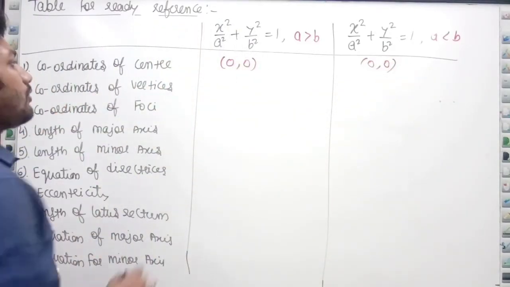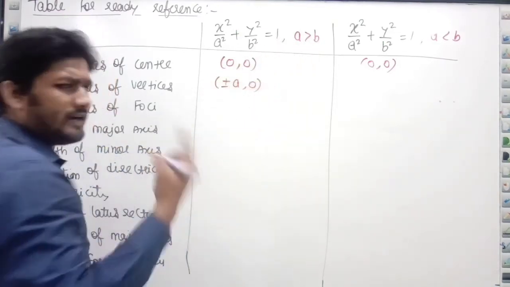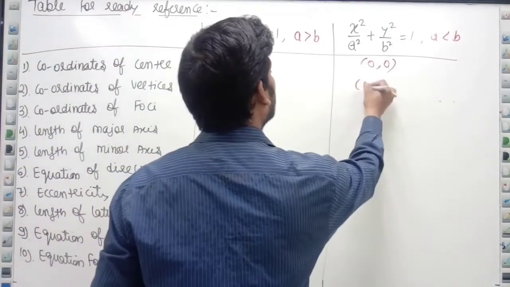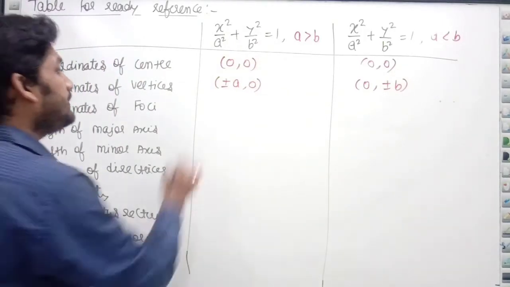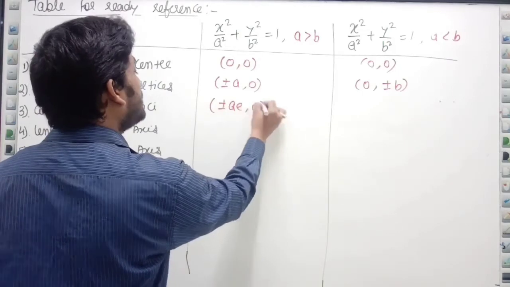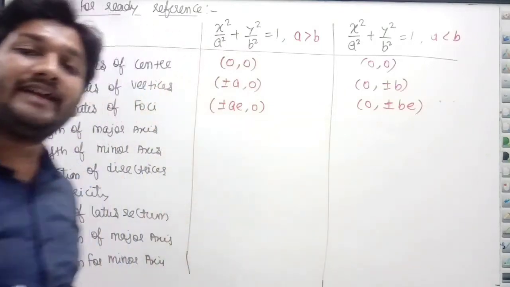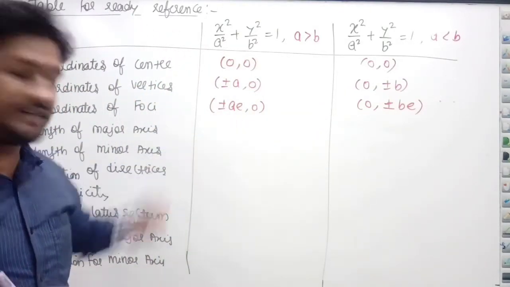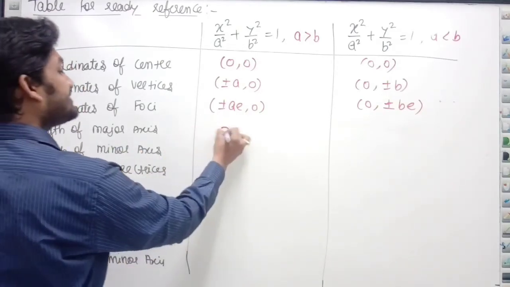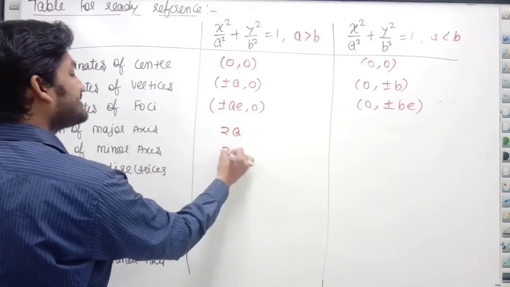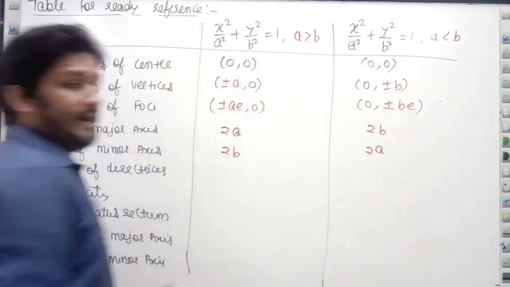Coordinates of vertices for the first, A greater than B: plus minus A, 0. Two vertices A, 0 and minus A, 0, and here on the y-axis 0, plus minus B. The coordinates of focus will be plus minus A, 0, and this is 0, plus minus B. To find foci, we have to calculate eccentricity. We will be discussing the formula for eccentricity also. The length of major axis is on x-axis, this is 2a, and minor axis is 2b. Here just reverse. The major axis is 2b and minor axis is 2a.